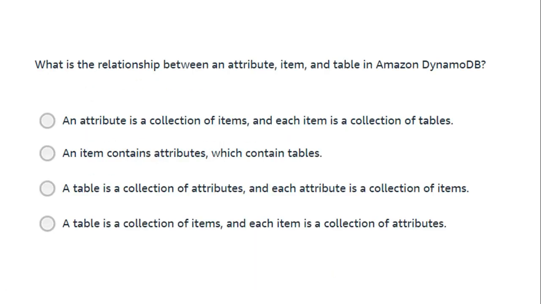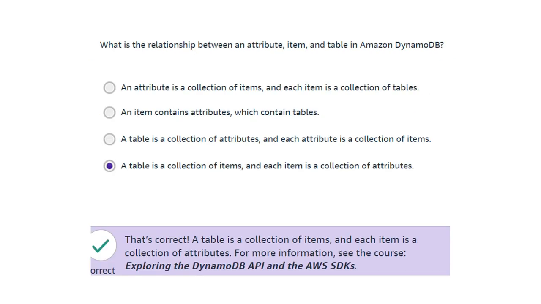Next, what is the relation between an attribute, item and table in DynamoDB? We already discussed this. A table is a collection of items and each item is a collection of attributes. So the last option is the correct answer. If you want to search for more related questions, you can explore the DynamoDB API and AWS SDKs.